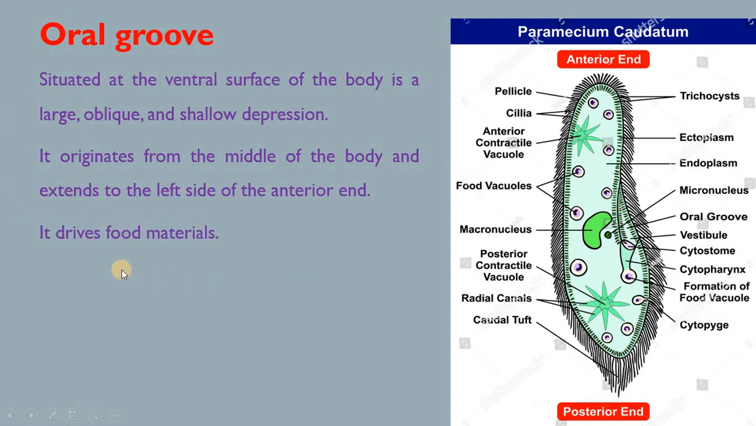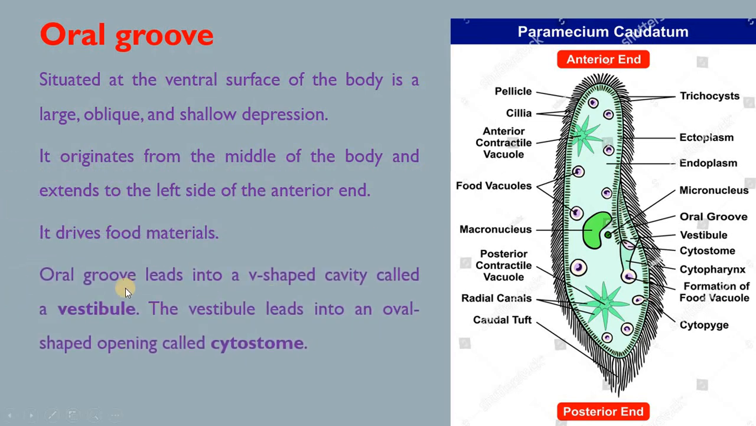Now, what is the function of the oral groove? It drives food materials. The oral groove leads into a V-shaped cavity called a vestibule. Here you can see this is the oral groove, and this V-shaped cavity is termed the vestibule, and the vestibule leads into an oval shaped opening called the cytostome.